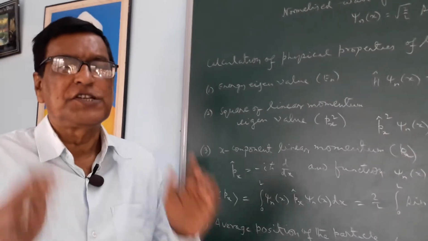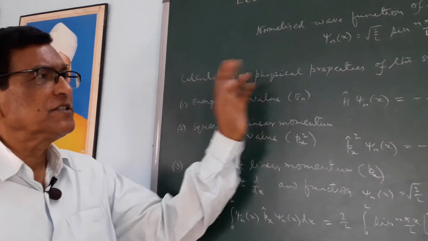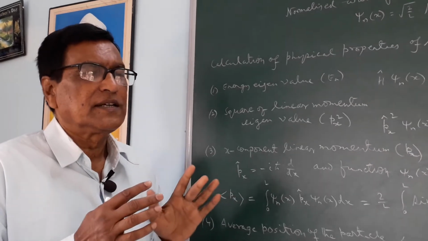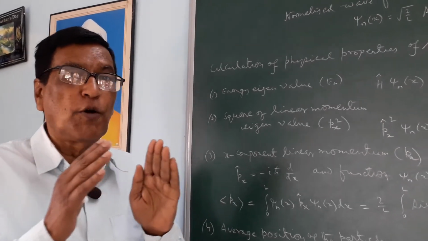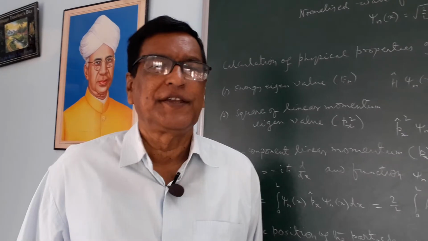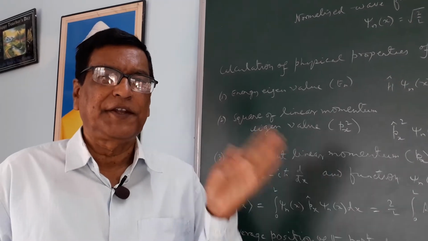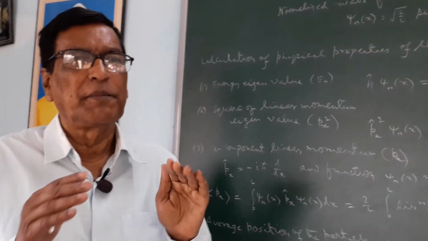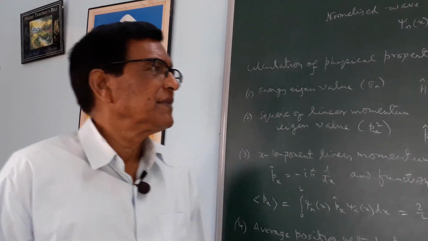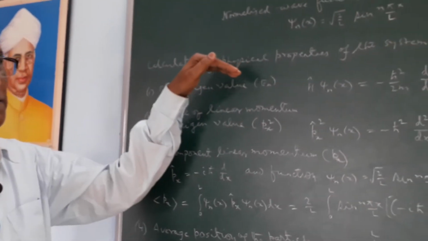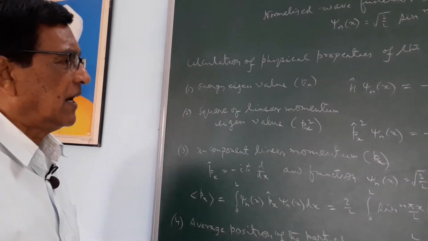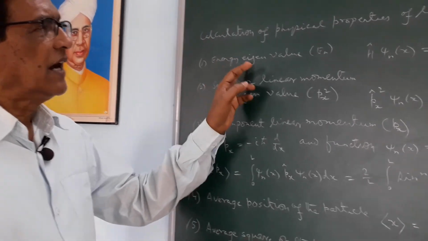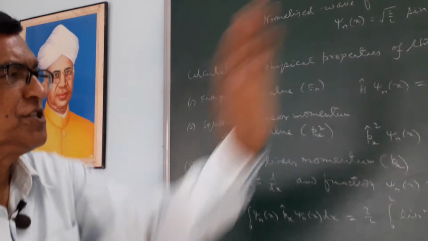For the calculation of the physical properties of the system, first we have to construct one quantum mechanical operator for this property. Then this operator, by operating on this function, gives us the value or magnitude of this property. Several properties can be calculated in this way, and I can show how. One, the energy eigenvalue En for this system.